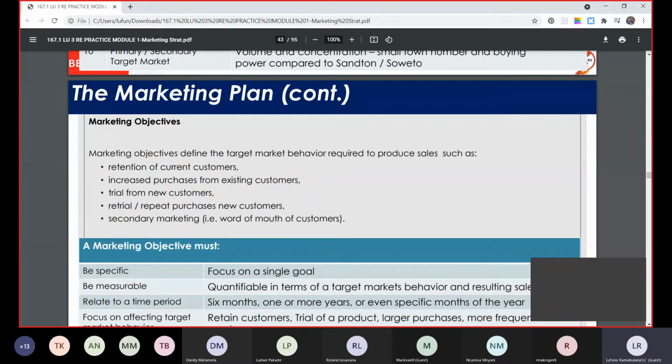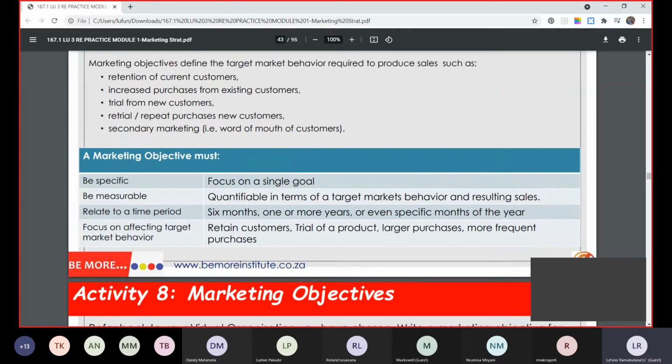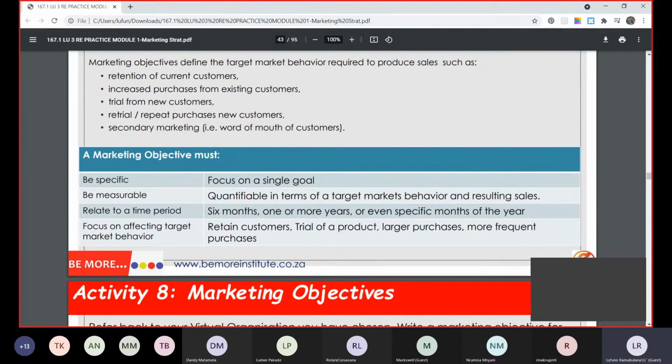purchases by new customers, secondary marketing, word of mouth of customers. That is also very important. So a marketing objective must be specific, which means focus on a single goal. It must be measurable, quantifiable in terms of the target market behavior and resulting sales. So we need to know how many sales we are going to make out of this. It must relate to a time period, 6 months or a year or more.